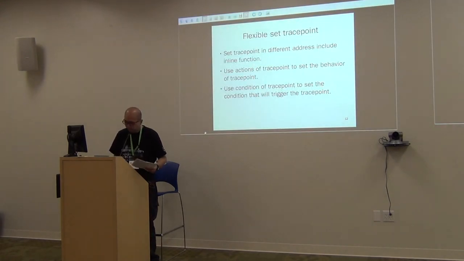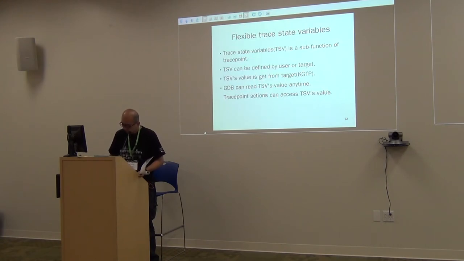Next is flexible tracepoint setting. This is not about my functions, but about tracepoints. You can set a tracepoint at different addresses, including inline functions, and you can use the action of the tracepoint to set its behavior. You can collect anything when you care about it; when you don't need it, just don't collect. Also you can use a condition on the tracepoint to set the condition that will trigger it.